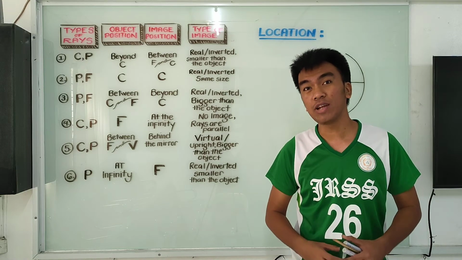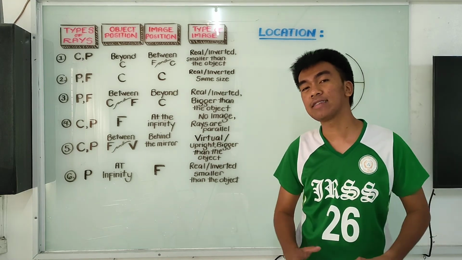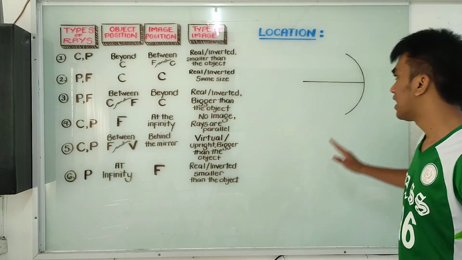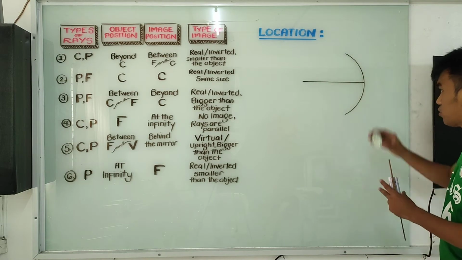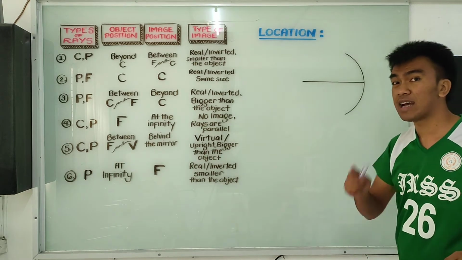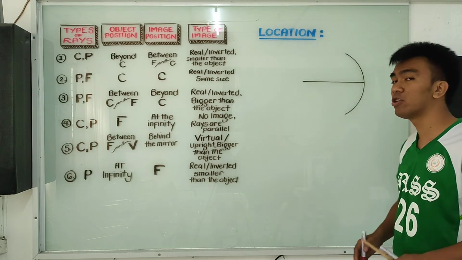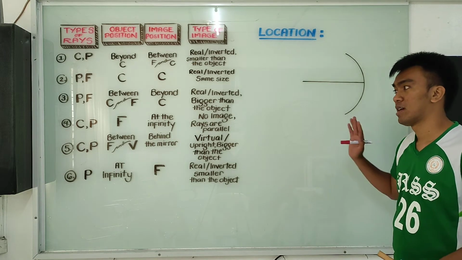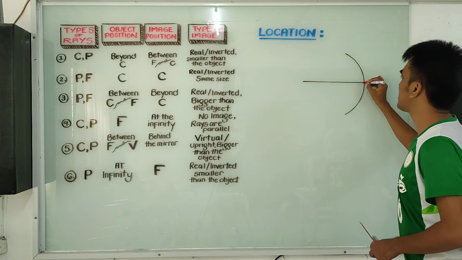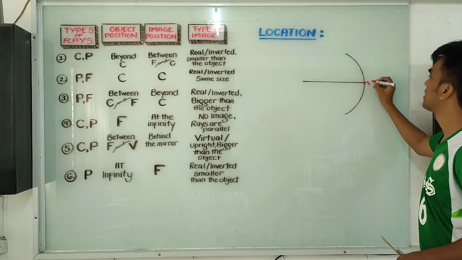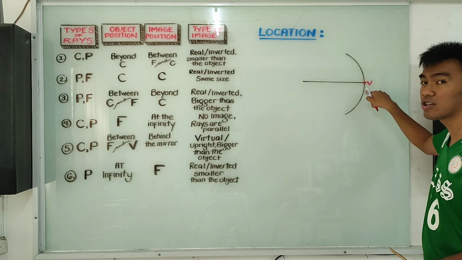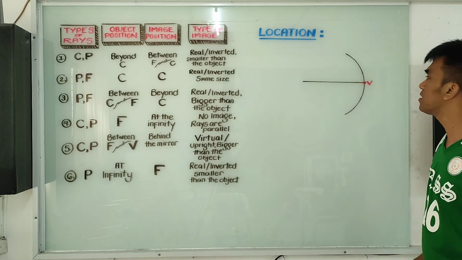And also, we already located all the parts of the spherical mirror. So here, this is the side view of the spherical mirror. Let us recall and identify all the parts needed for our ray diagram. So this is the vertex. It's located at the center on the surface of the mirror.